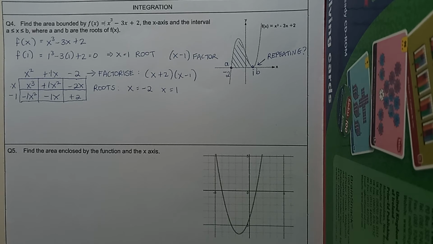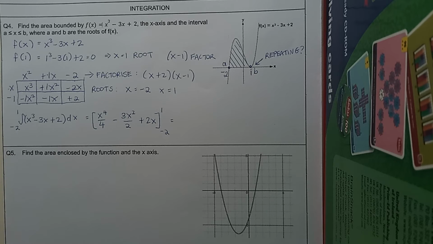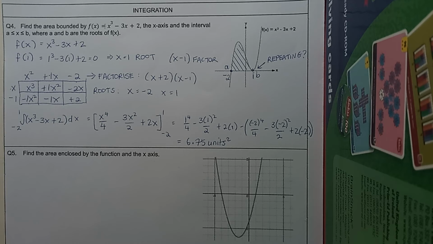And then I'm going to integrate to get area. So I'll just integrate, and it's a pretty simple integration. Don't forget to include your limits, and then just sub those in. And then off to the calculator, and my answer comes out as 6.75 units squared. And of course the answer was positive on the calculator because the area is above the x-axis.